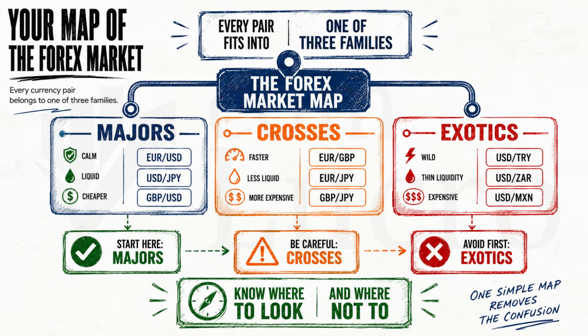So by the end of this video, you'll have a simple map of the whole market. You'll know the 3 families that every currency pair falls into, why some are calm and cheap to trade, while others are wild and expensive, and exactly which handful a beginner should focus on first. No more scrolling that list feeling lost. You'll know precisely where to look, and just as importantly, where not to.